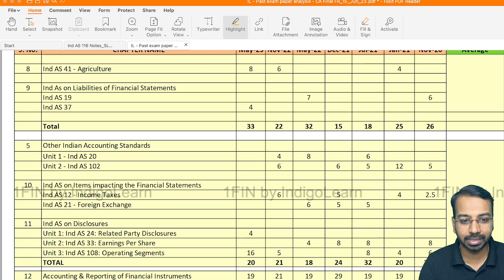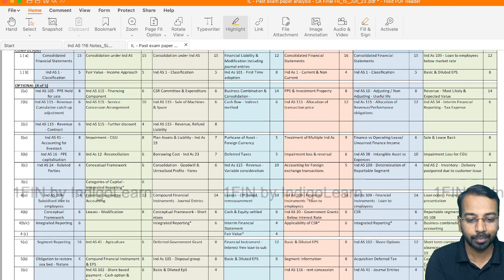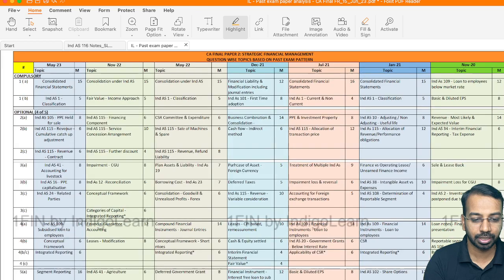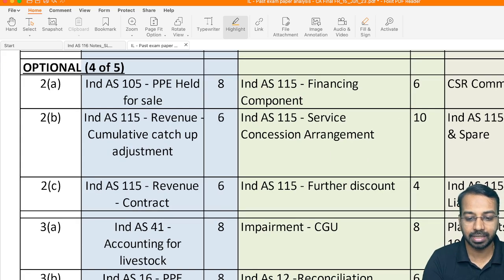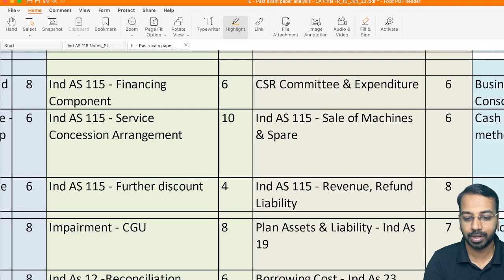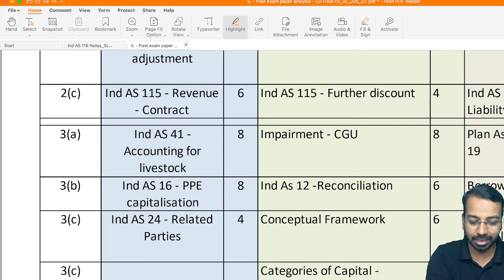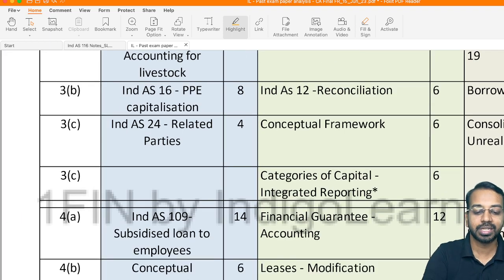This analysis can be seen in our notes, the entire note. So if you have not downloaded the notes, I'll just send you the link. In fact, if you go down the standard, we have also told exactly what type of question has been asked in each attempt. So from November 22 to May 23: classification, PPE held for sale, revenue cumulative catch-up adjustment. So you can actually see here, Ind AS 115, service concession arrangement, sale of machines and spare. Okay. So even the broad type of question has been covered. Like for example, Ind AS 109, subsidized loan to employees. One of the straightforward and standard questions for 14 marks. It is something like a bonus for all of you.